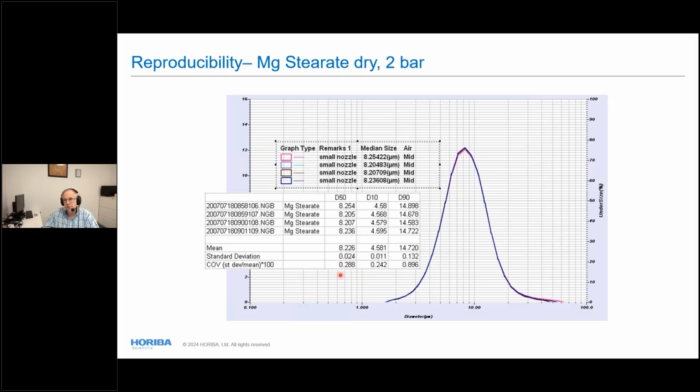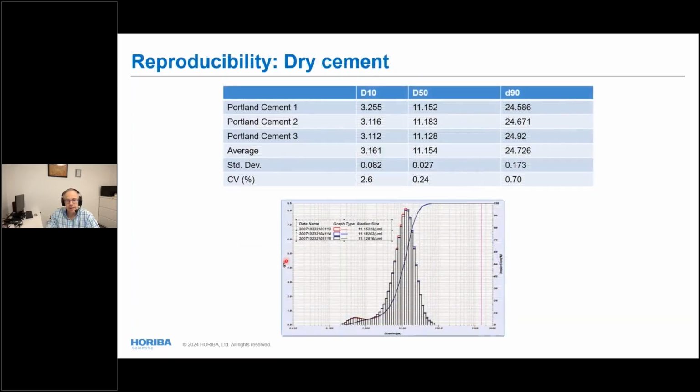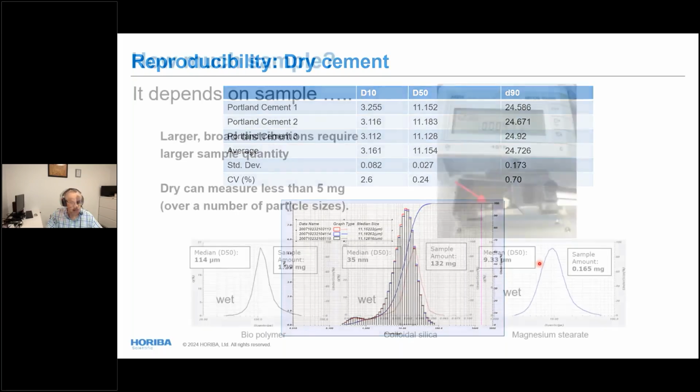And this repeatability really rests on 2 things. The first is a nice method and a good repeatable instrument, and the second is good sampling, where you make sure you riffle your samples. This is dry cement, doing reproducibility, D50 about 11 microns, coefficient of variation 0.24%. And I think that was off of different bottles.